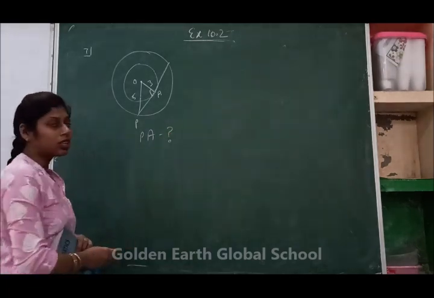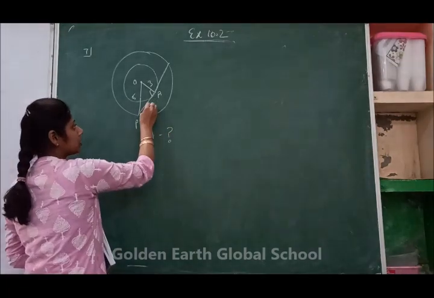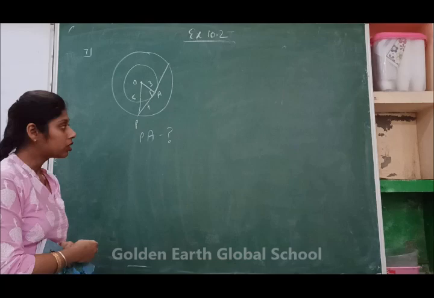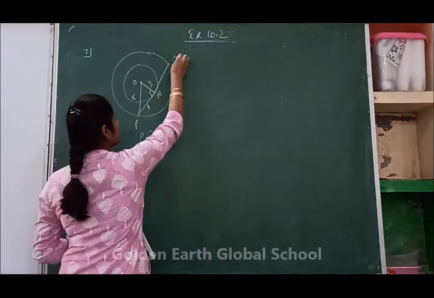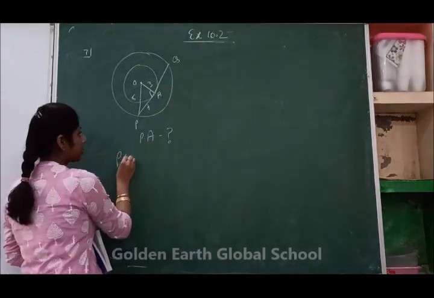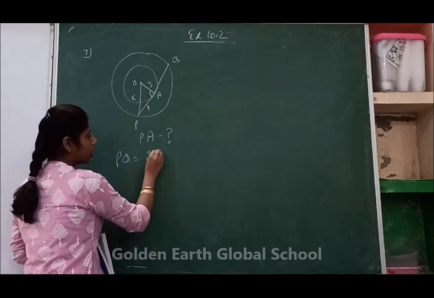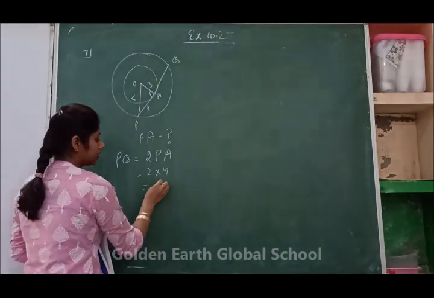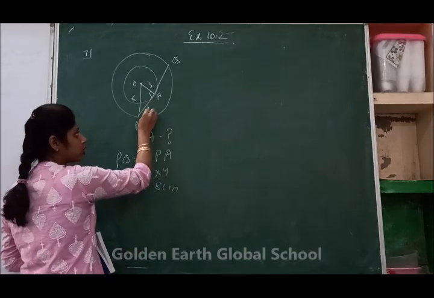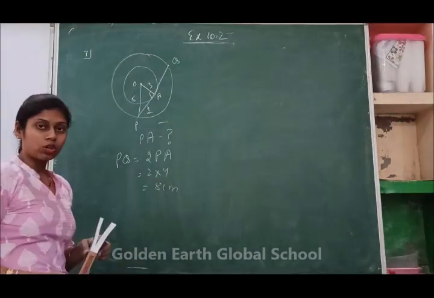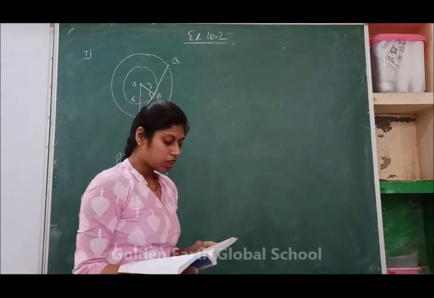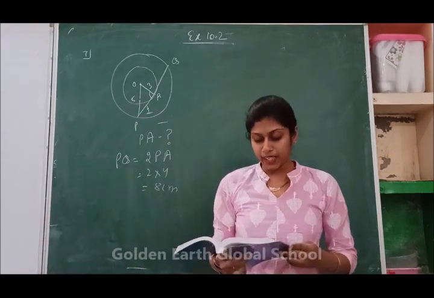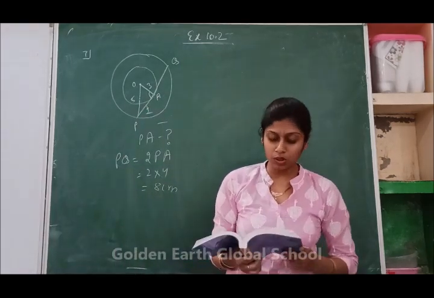By Pythagoras, what will you find? This is equal to 4. But we have to find this complete length PQ. So PQ is double of PA. That is 8 centimeter. You have to show that by using the Pythagoras theorem. Clear? Now question number 8, very important question.